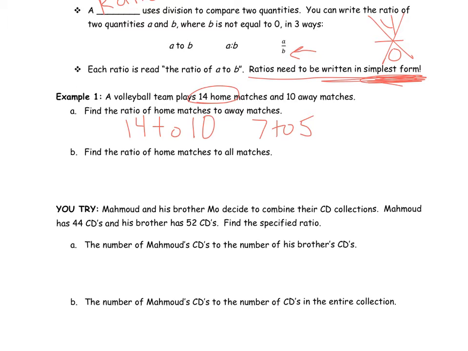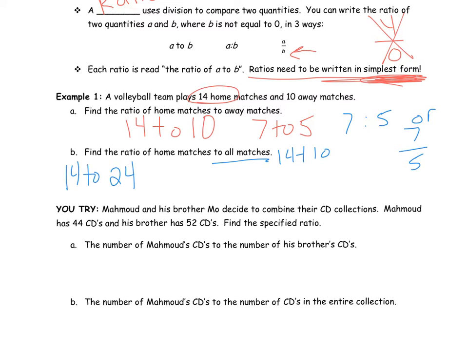And I can write that in a couple different ways. I only have to write one of them for my answer, but I also can write it as 7 to 5 or 7 over 5. Any of those are good. So now I want to find the ratio of home matches to all the matches. My home matches is still 14. And then for all my matches, I want to add those two together. So that's 14 plus 10, which is 24.